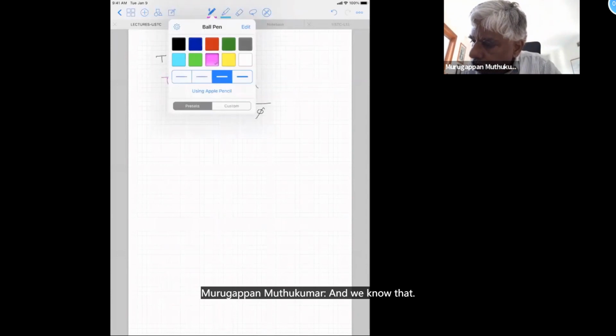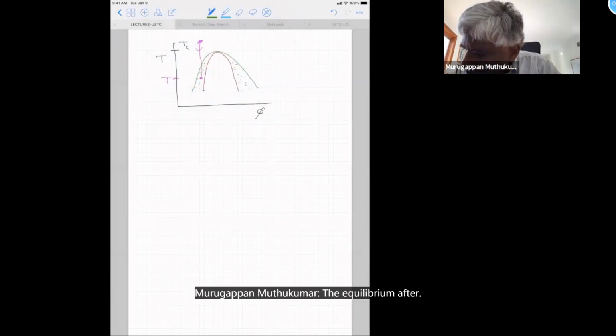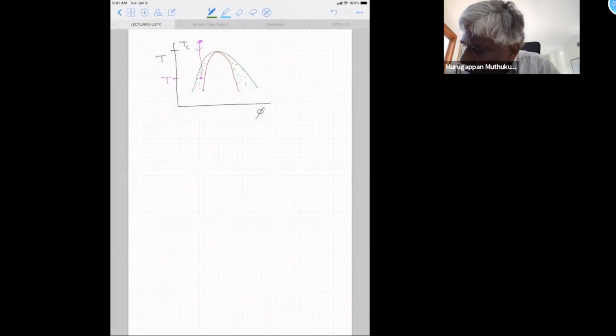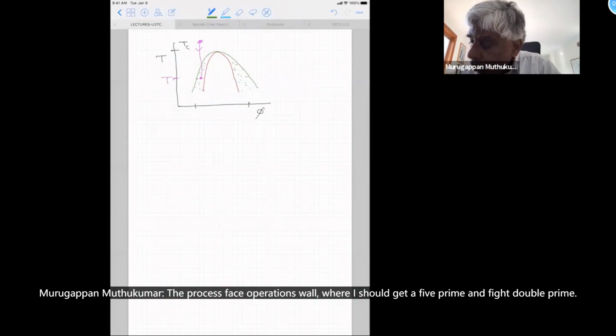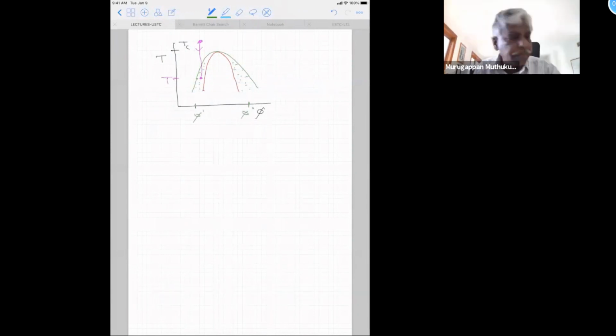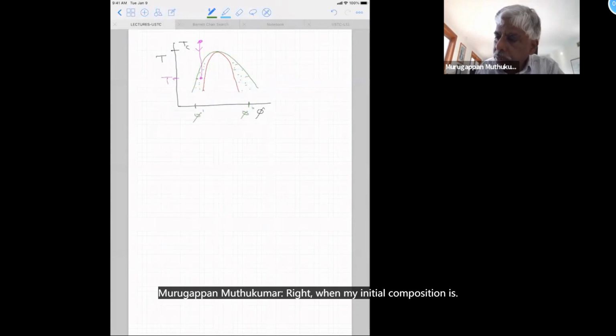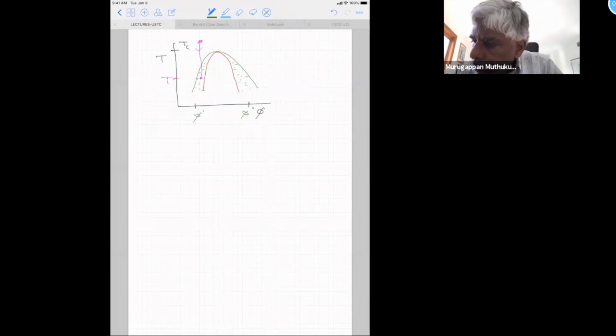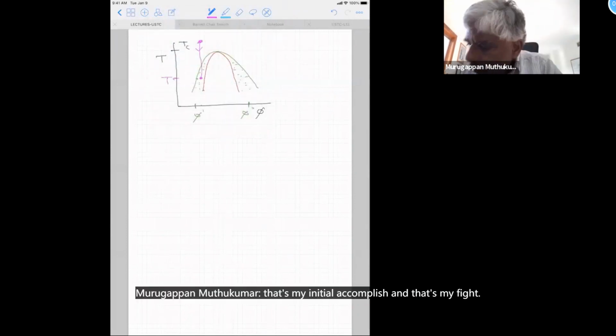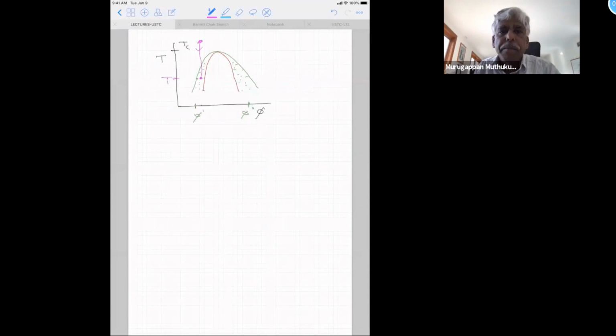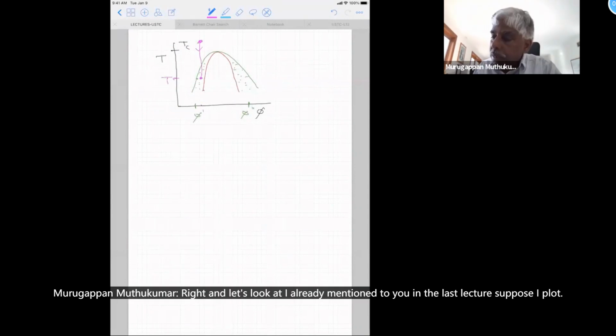And we know that after the process of phase separation is over, I should get a phi prime and phi double prime, right? And my initial composition is this. That's my initial composition. That's my phi, right?